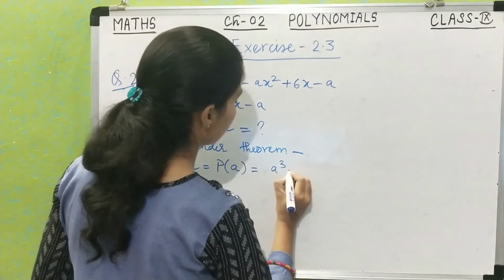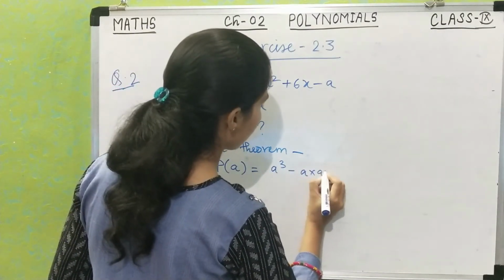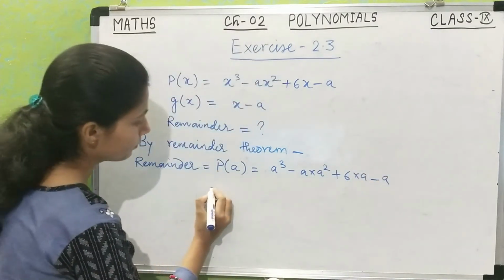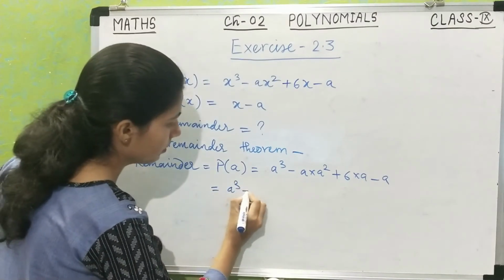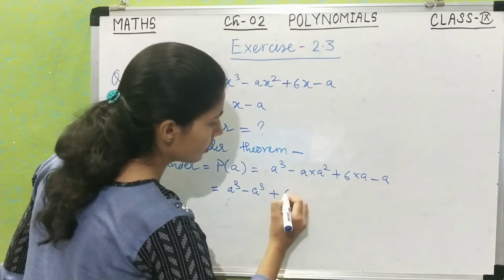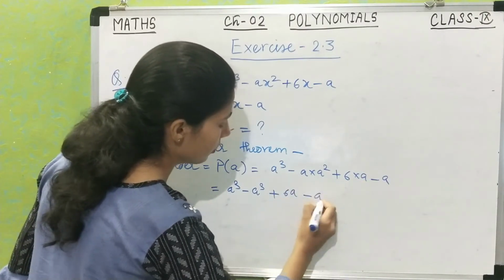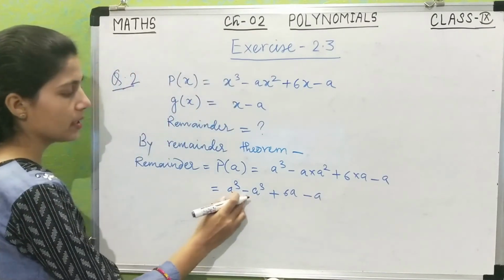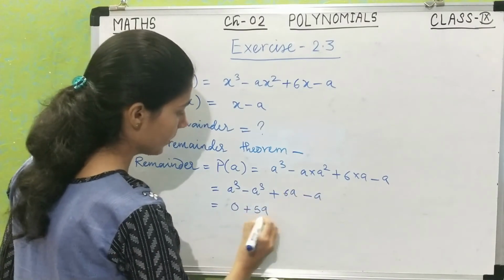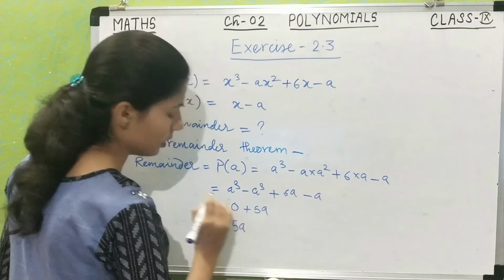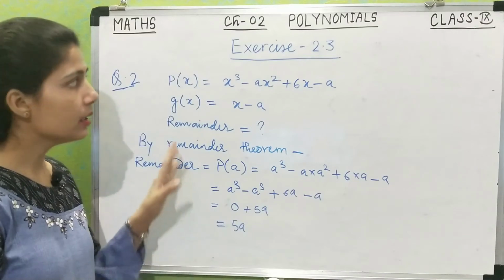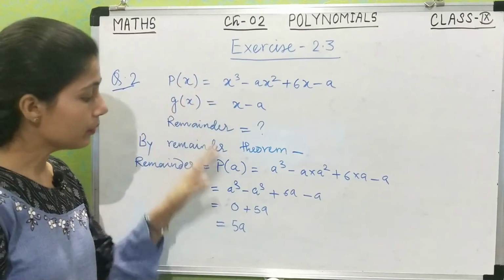Now put this a in the given polynomial. So a cube minus a into a square plus 6 into a minus a. Now a cube minus a into a square, a cube, plus 6a minus a. Now see, this a cube minus a cube is 0 and 6a minus a is 5a. So the remainder will be 5a.